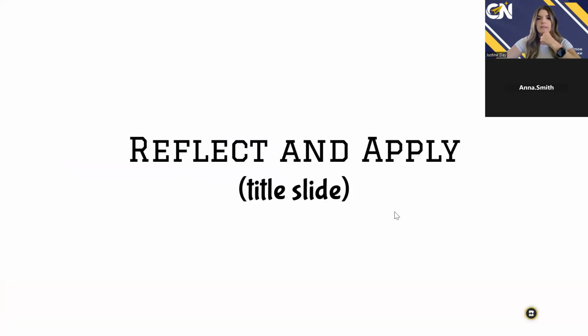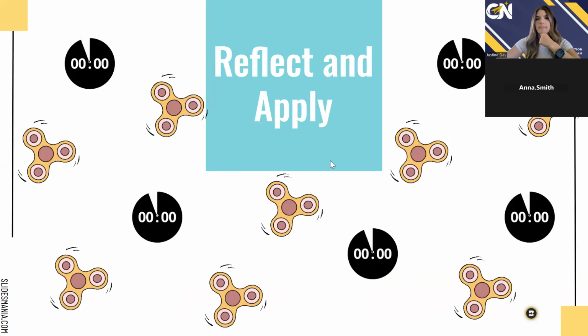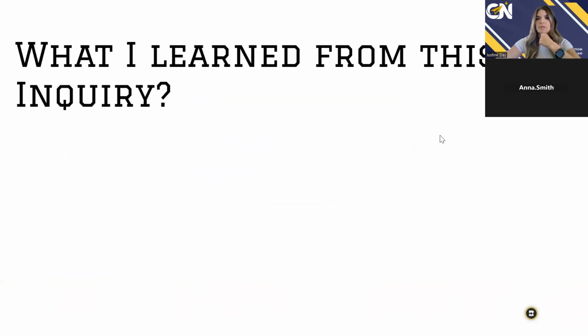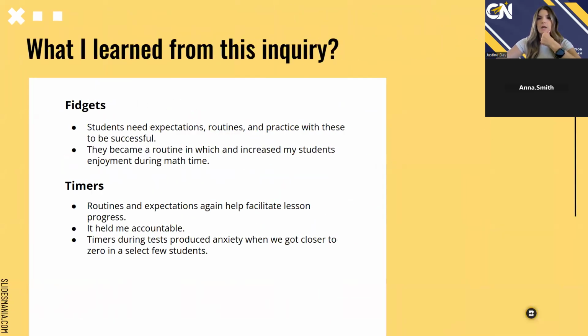So reflect and apply. Again, this is going to be a title slide. So she has her reflect and apply title slide. And then she is going to talk about what she learned from her inquiry as a whole. So she decided to talk about both of her strategies. You can use your final reflection as a starting point on your ILP to talk about what you learned, or you can break it up by strategy, what you learned from each of the strategies. So she decided to talk about some of the things she learned with the students using fidgets and with the students using the timers, her implementing those in the classroom.